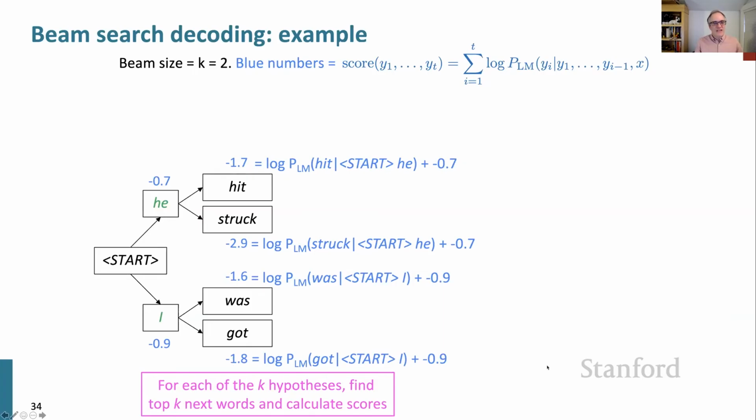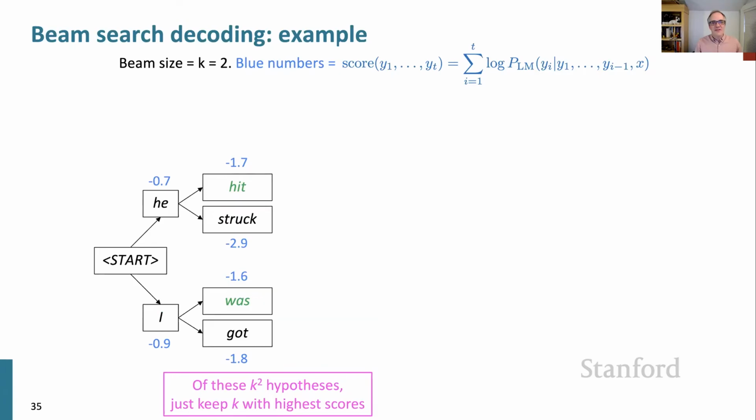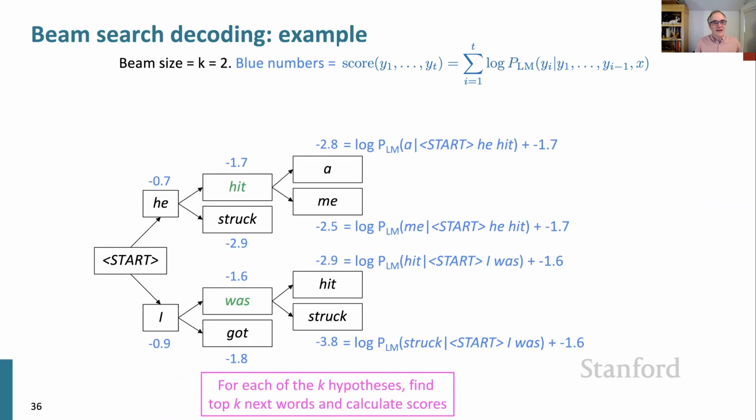And then we can say which of those 2 partial hypotheses, because our beam size k equals 2, have the highest score. And so they are I was and he hit. So we keep those 2 and ignore the rest. And so then for those 2, we're going to generate K hypotheses for the most likely following word: he hit me, he hit a, I was hit, I was struck. And again, now we want to find the K most likely hypotheses out of this full set. And so that's going to be he struck me and, oh no, he hit me and I was hit, so we keep just those ones.